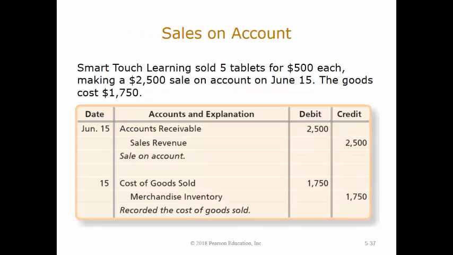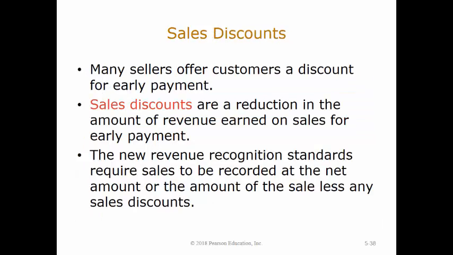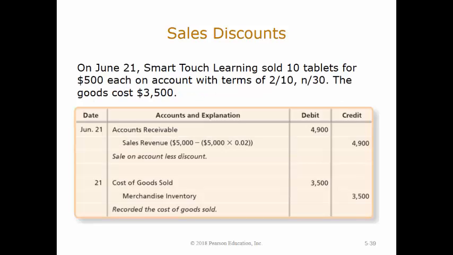Many sales are made on account, on credit, instead of with cash or a credit card. Many sellers offer customers a discount for early payment. Sales discounts are a reduction in the amount of revenue earned on sales for early payment. The new revenue recognition standards require sales to be recorded at the net amount or the amount of the sale less any sales discounts. Assume on June 21st, Smart Touch Learning sold 10 tablets for $500 each on account with terms of 2/10 net 30.